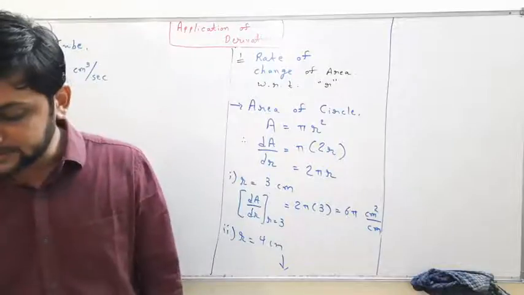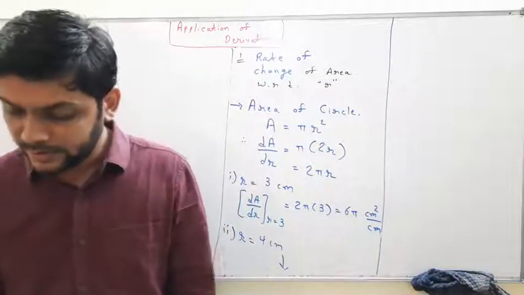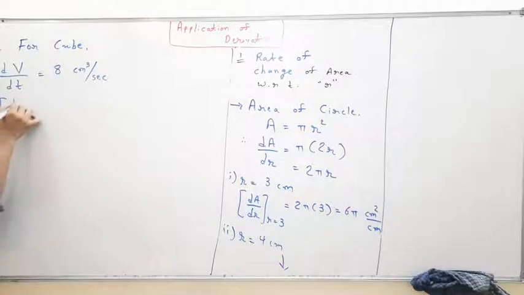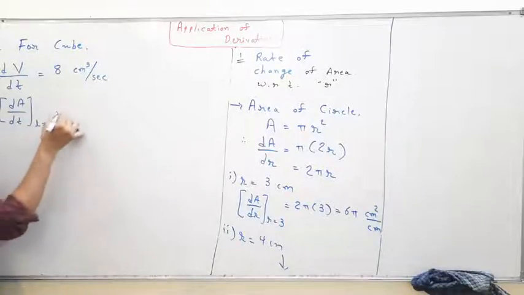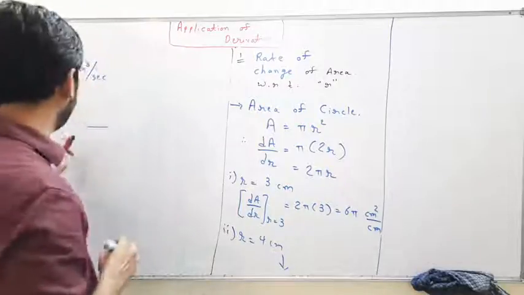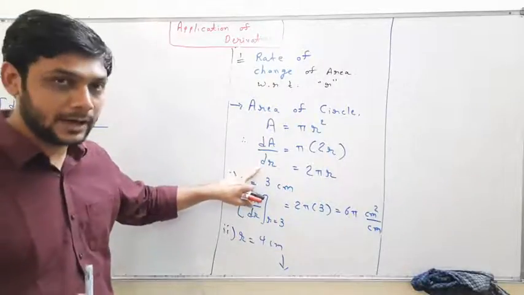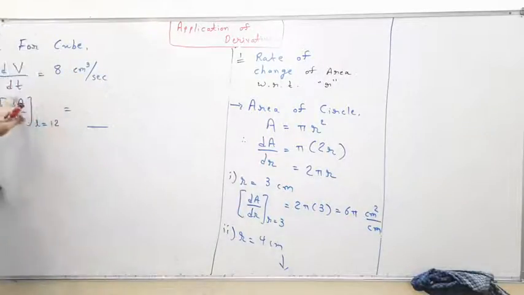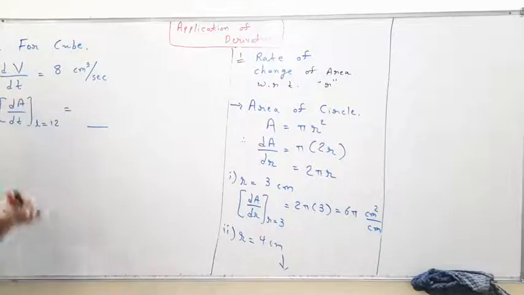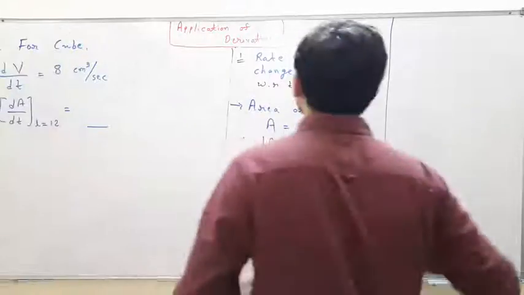How fast is the surface area increasing when the length of the edge is 12 centimeter? Means we have to find dA by dt when the length is equal to 12 centimeter. In the previous question it was with respect to r, but here it is not with respect to the length of the cube, not with respect to L. Here it is with respect to time.